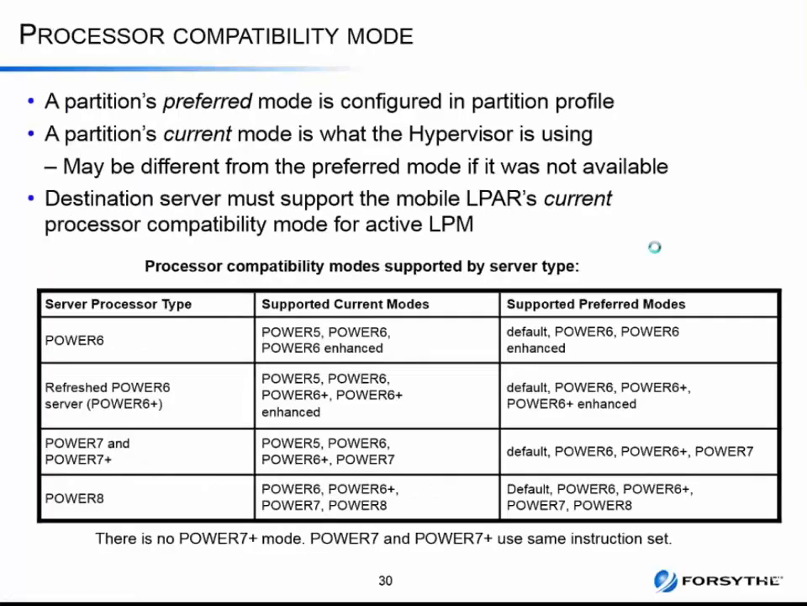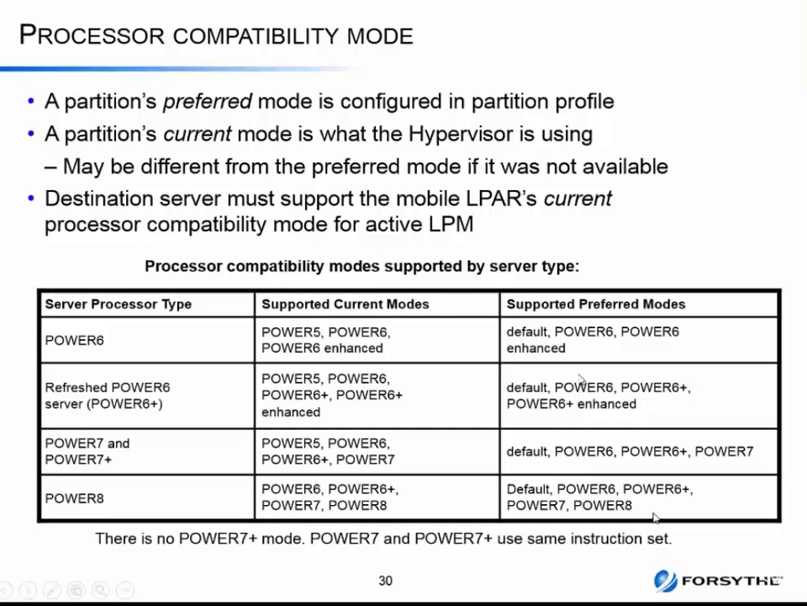Okay, I had mentioned processor compatibility mode, and a couple of pieces of terminology. A partition has a preferred mode, and that is the mode that when it comes up, it will try to come up in that mode. And then it has a current mode, which is whatever it's currently using. So as an example, an LPAR running on a Power 6 has default, Power 6, or Power 6 Enhanced, which is really Power 6 Plus, as options for preferred mode. If you have a look here, you've got the refreshed Power 6 server, which is really the Power 6 Plus. These are the modes it offers, and so on and so on.